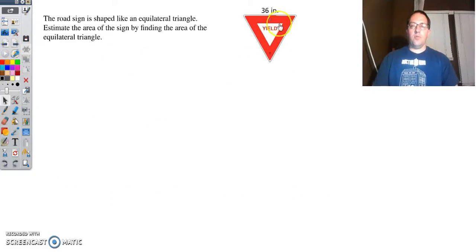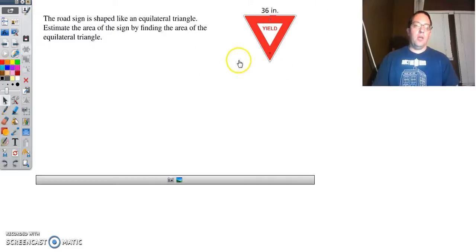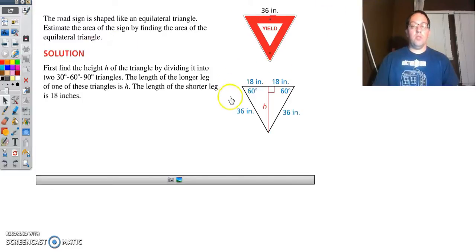So here we have a road sign. Got a nice little yield sign. It's an equilateral triangle. We want the area. Okay. Well, area of a triangle. First we've got to find the height, because it's 1/2 base times height, right? So we've got to know what that height is. So we're going to break this down. We can draw this out. The height is going to make this right triangle, right angle right there.